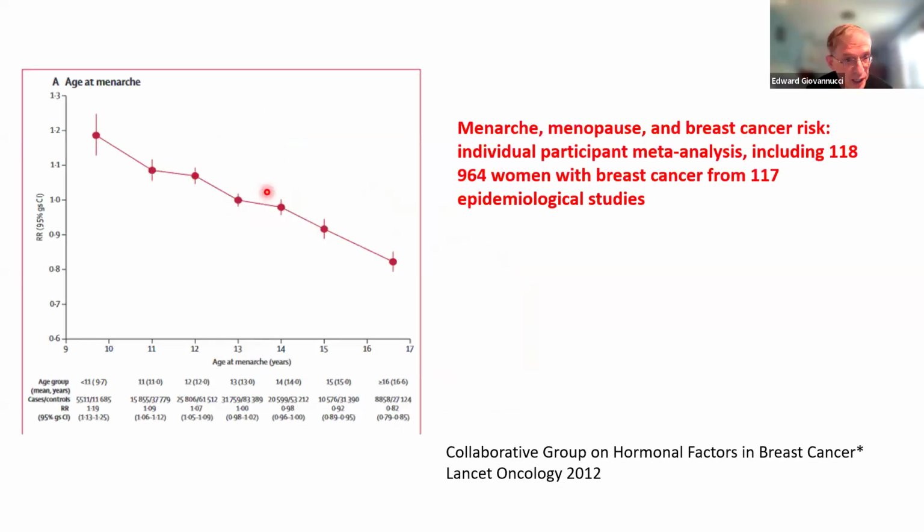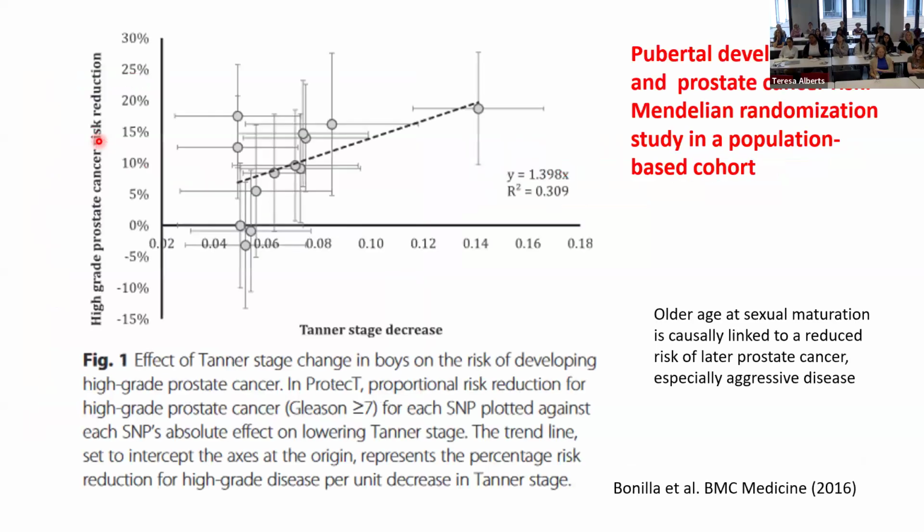Another well-known factor, and probably most people know this, is age of menarche. From a large pooled analysis, the earlier the age at menarche, the higher the risk of breast cancer, well established in many studies. So these very early events are important for cancer much later in life.